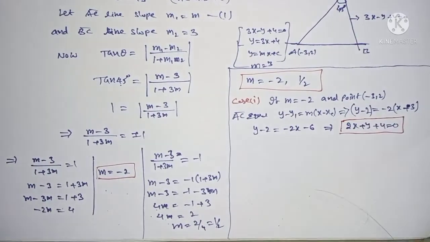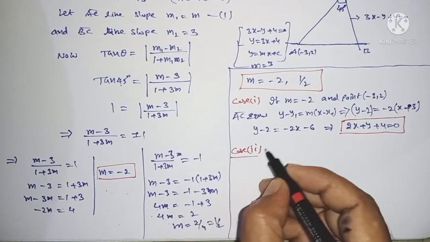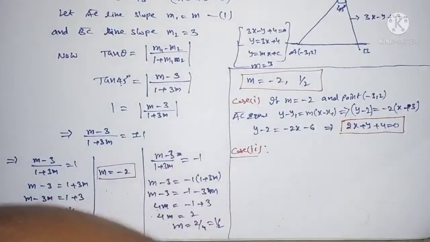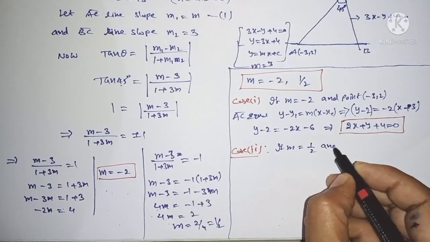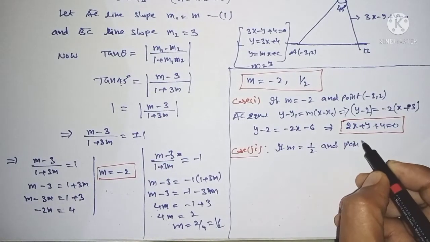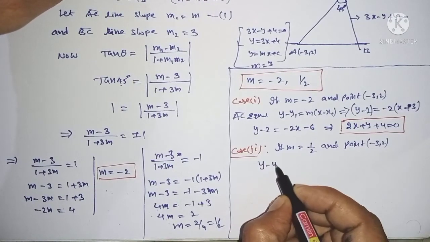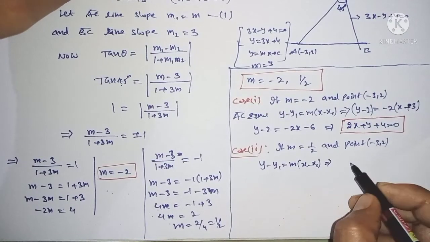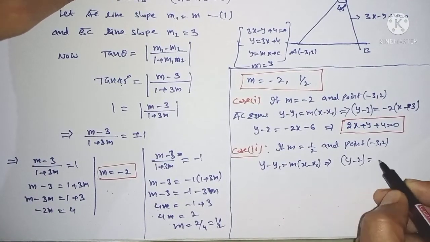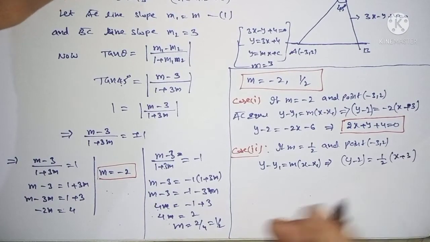Both are, you are getting the two equations. I am first getting an equation. What about case 2? I can take here case 2. If m is equal to 1 by 2 and the point is same as this, minus 3 comma 2. Therefore the equation, how can we write here, y minus y1 is equal to m into x minus x1. That implies y minus 2 is equal to 1 by 2 of x plus 3.